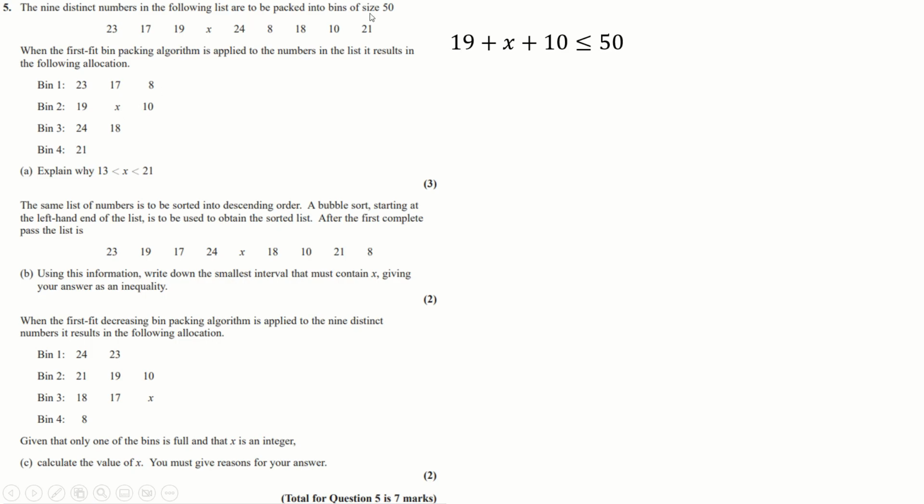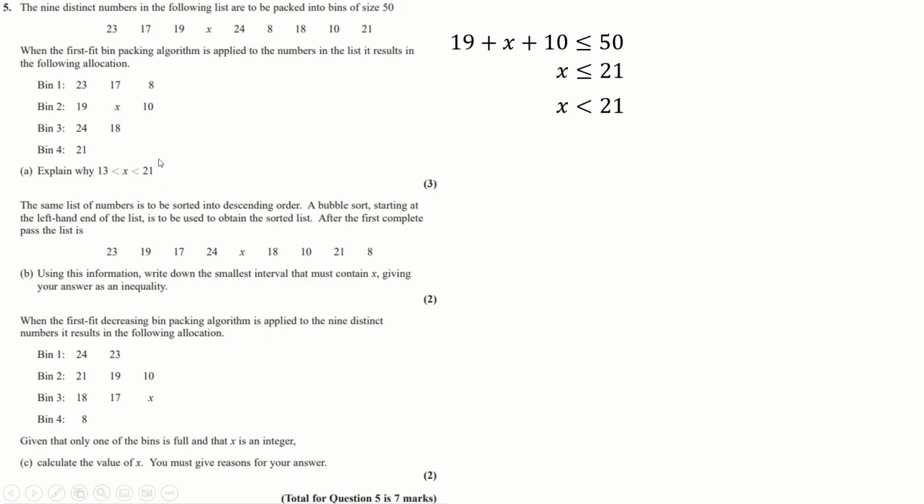Now, this is bin size 50, so that means 19 plus X plus 10 is less than or equal to 50, which gives you this. And then you just have to read that these numbers are distinct. So X can't be 21, because then it's the same as this. So X has to be less than 21, strictly, which is where this inequality comes from.